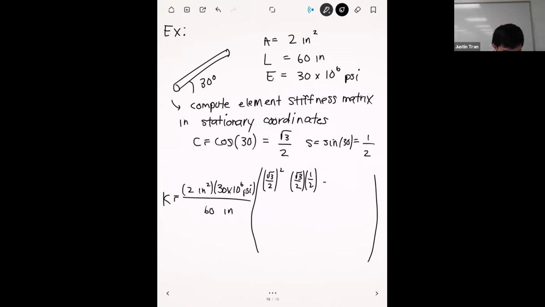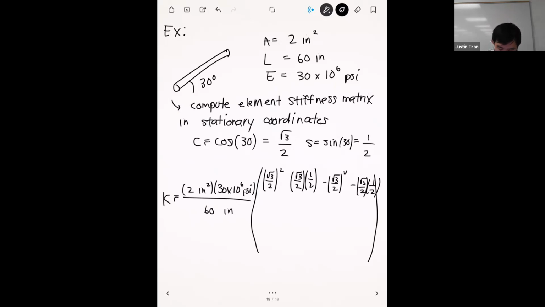And the next term in the matrix is minus cosine squared. And so we have minus √3/2 squared. And then in the last entry on the first row, we have minus cosine times sine. So minus √3/2 times 1/2. And so you can go ahead and perform that arithmetic, which we'll do a bit later. All right. So let's go to the second row.